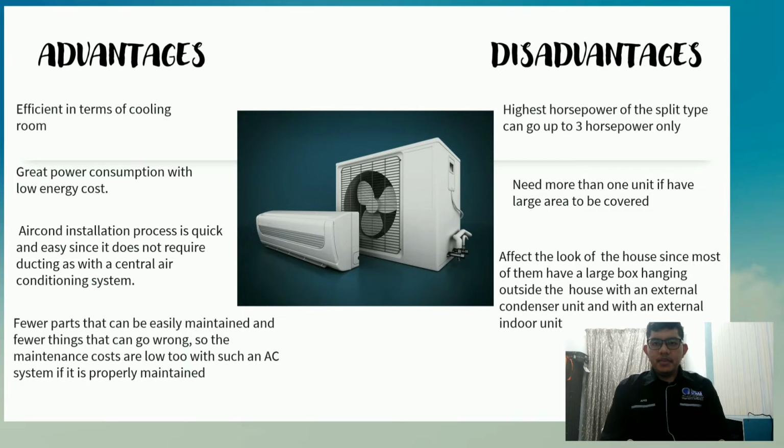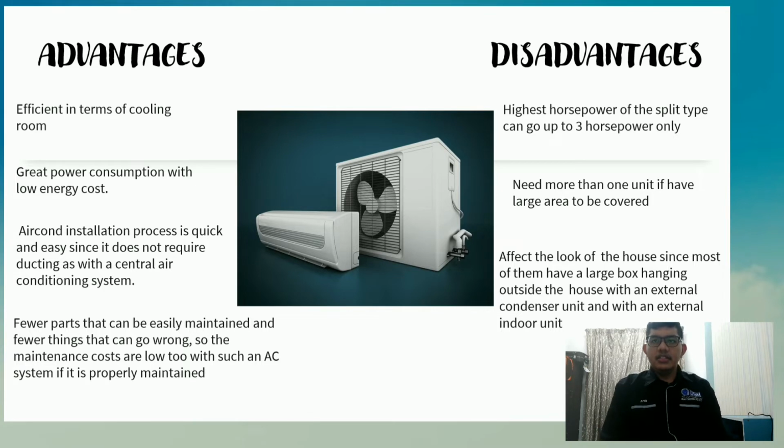My name is Mohamad Daniel bin Nasir. I will explain about advantages and disadvantages. First, advantages. Efficient in terms of cooling a room, great power consumption with low energy cost. Air conditioning installation is quick and easy since it does not require ducting as with a central air conditioning system. Fewer parts that can be easily maintained and fewer things that can go wrong, so the maintenance costs are low too if it is properly maintained.